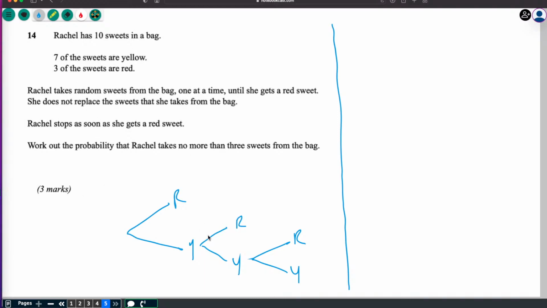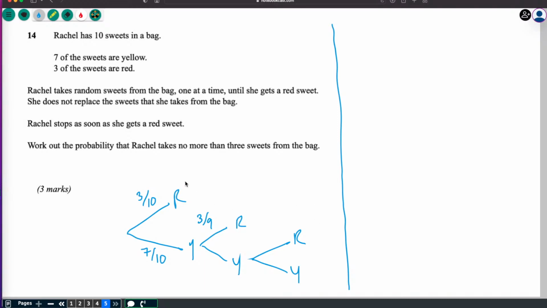Okay, so now we have our tree diagram. We need to fill in the probabilities. 7 of the sweets are yellow. We have 10 sweets in total, so the probability of picking yellow first is 7 out of 10. The first red is going to be 3 out of 10. If we pick a red second after a yellow, we'll have 3 reds out of 9 sweets because I've picked one out, and it says she does not replace the sweets. So after I pick a sweet out, I'll have 9 left, 3 reds, so the probability of picking a red after picking yellow is 3 out of 9.